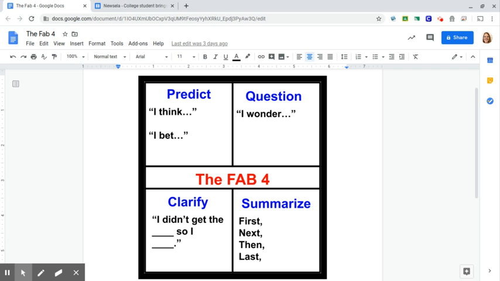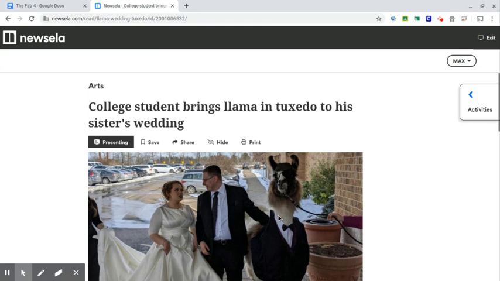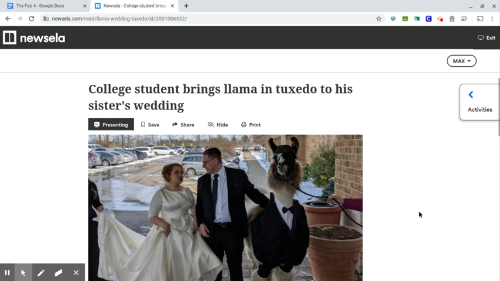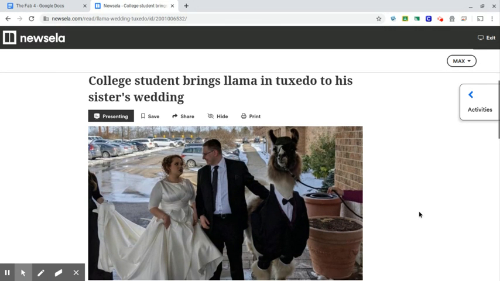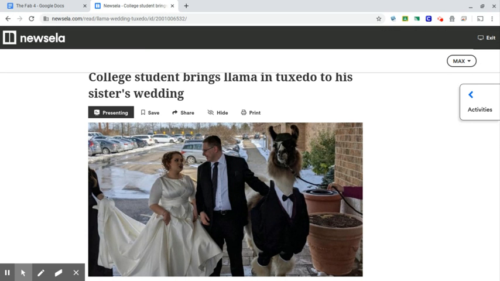All right, so here are my predictions. I think he brings a piñata llama to his sister's wedding as a joke, because I can't even think of a place you would get a real llama, nor do I understand why you would bring a real llama. All right, so let's flip back over to the article. We're going to take a look. Here it is. College student brings llama and tuxedo to his sister's wedding. So I can already see that my prediction was not correct, which is absolutely okay.